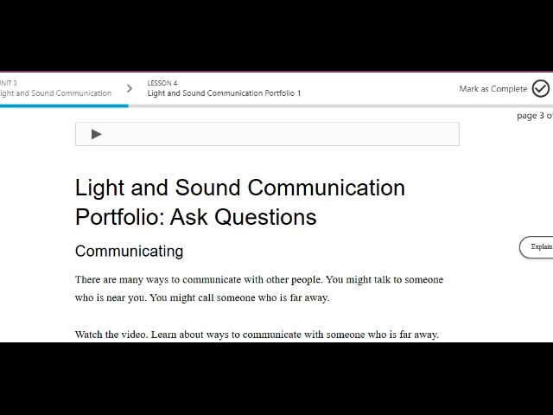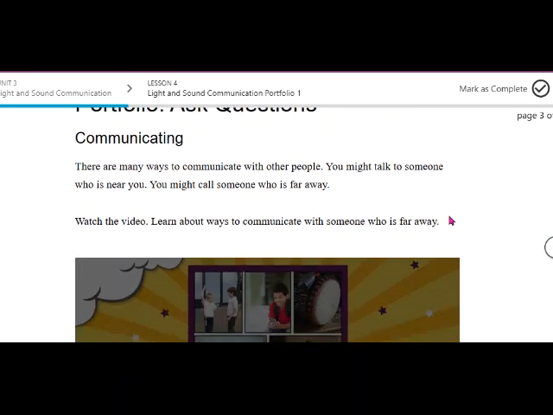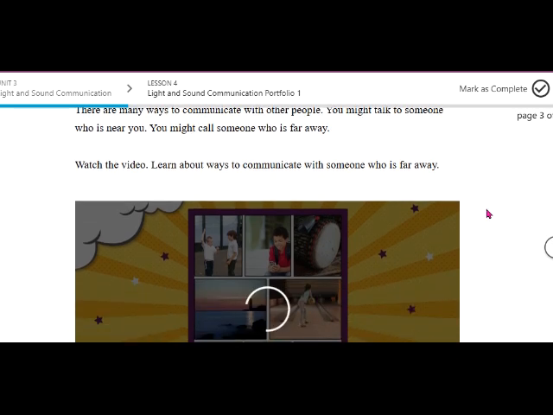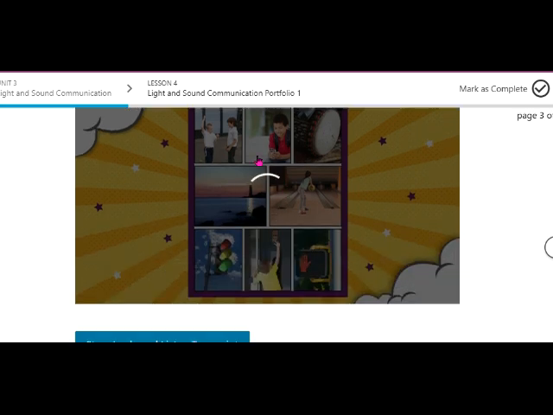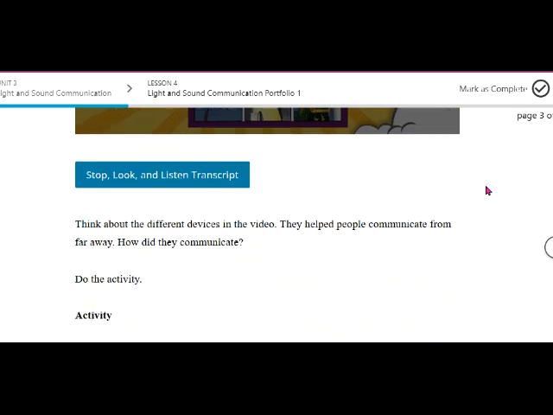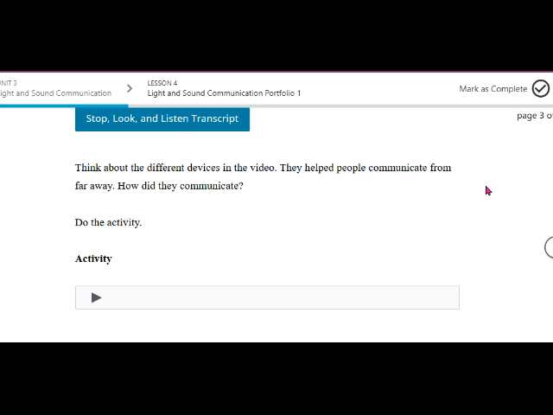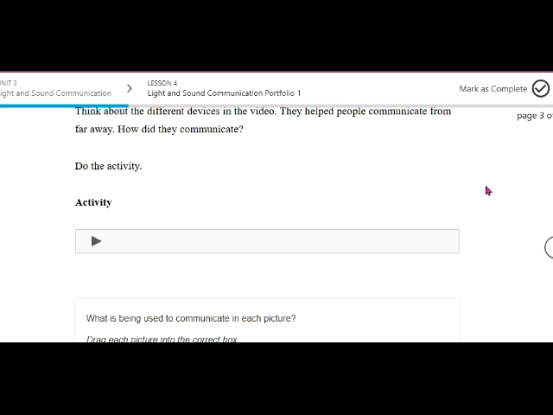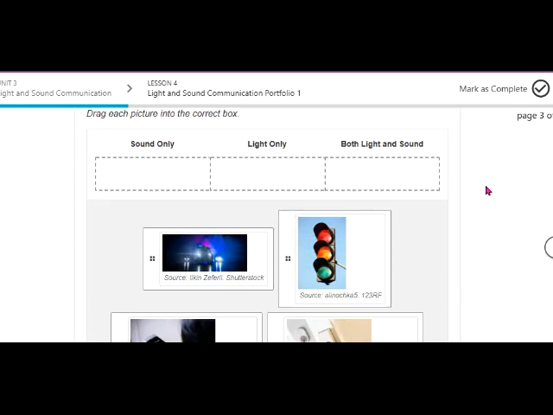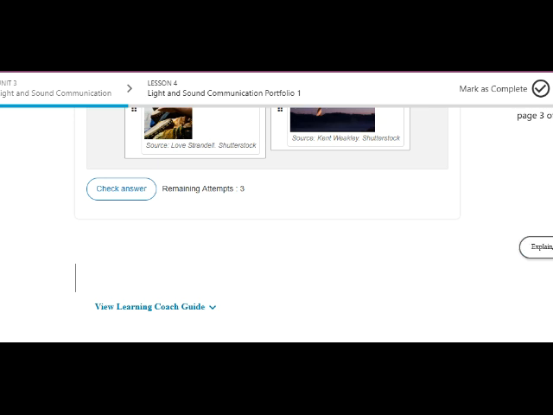Communicating. There are many ways to communicate with other people. You might talk to someone who is near you. You might call someone who is far away. Watch the video and learn about ways to communicate with someone who is far away. So you can watch this video with your learning coach and then think about the different devices in the video. They helped people communicate from far away. How did they communicate? Here's an activity down here. You can match up which forms of communication used sound only, light only, or both light and sound. Sometimes we use both at the same time.